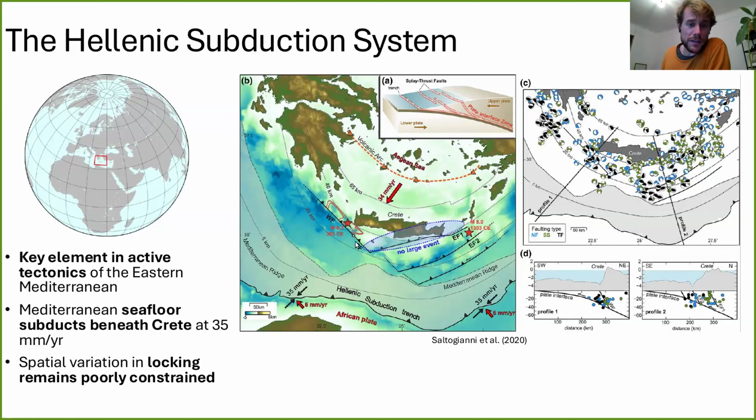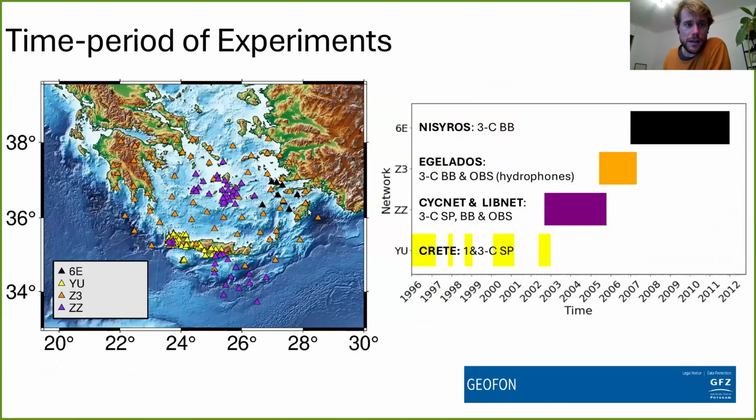To better understand this whole system, there is lots of research going on nowadays, but also some years ago, and I can now introduce you to the experiments that were conducted back in the days by the Ruhr-University and collaborators. We see here different networks that were deployed, starting with the yellowish one. You can see the timeline here. That was a 1 or 3 component short period experiment. Here, several were conducted during the 90s and early 2000s.